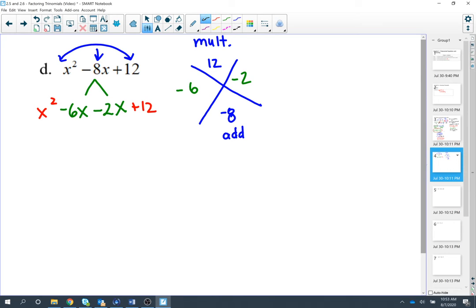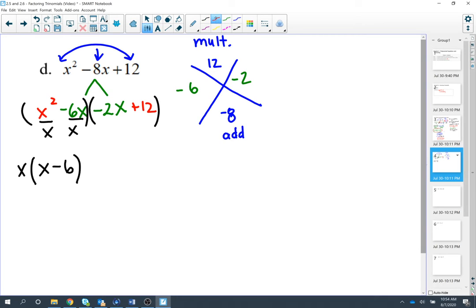Next step, grouping. Group the first 2, group the second 2. Take a look at the first 2. We're doing GCF. What is the greatest common factor between an x squared and a negative 6x? I can get an x. Put your x out front. Tell me what's left over. X squared divided by x, x. Negative 6x divided by x, negative 6.